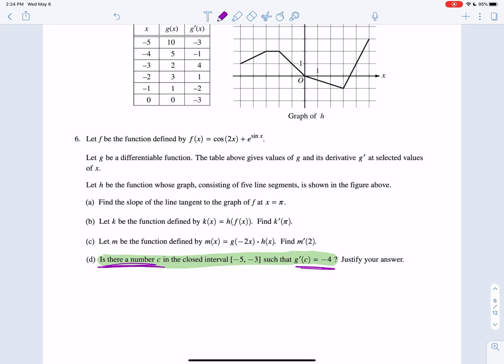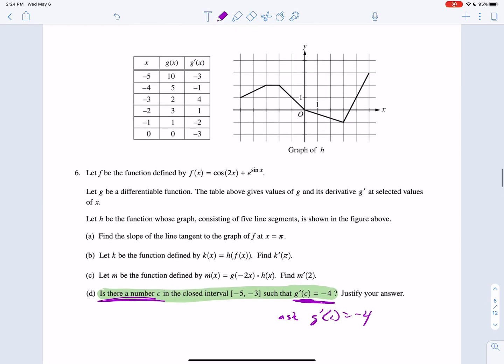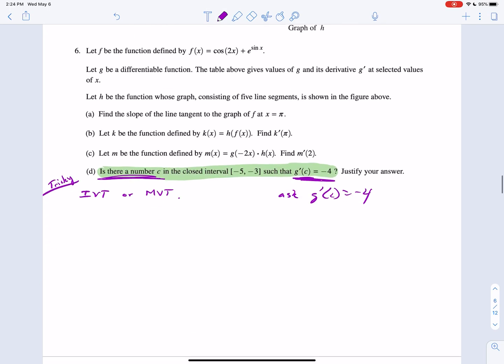Is there such a thing where G prime of C, so they're asking for G prime of C, and what they give us. So here, this one is a little bit tricky, but take a look. They give us G, but they also give us G prime. So if they give us G and they ask for G prime, I could consider IVT, but since they gave us G prime as well and they're asking for G prime, either one could come into play here. So this is one of the trickier ones, but we'll come back to that as well.